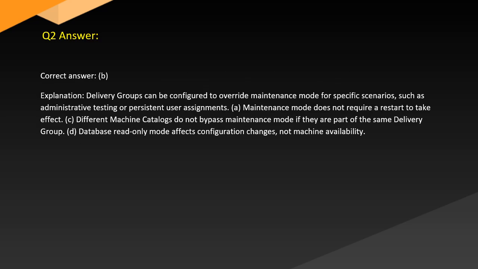Answer. Correct answer: B. Explanation. Delivery groups can be configured to override maintenance mode for specific scenarios, such as administrative testing or persistent user assignments. A. Maintenance mode does not require a restart to take effect. C. Different machine catalogs do not bypass maintenance mode if they are part of the same delivery group. D. Database read-only mode affects configuration changes, not machine availability.